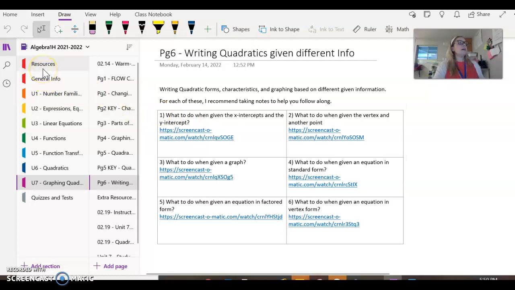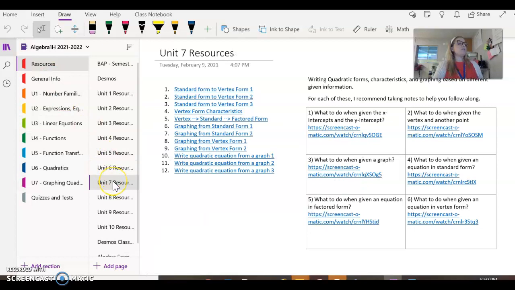You can also find that if you go into the Resources tab and go to Unit 7 Resources. If you want more practice getting comfortable with writing from one form to the other, the first 5 go back and forth, and you want to be very comfortable with those. You'll see those 6 videos here again as well. There's also some graphing practice in there, but I don't think you need to worry too much about that. It's really about whether you can identify the characteristics given the different forms without actually having to do the graph. So that's what you're working on today.